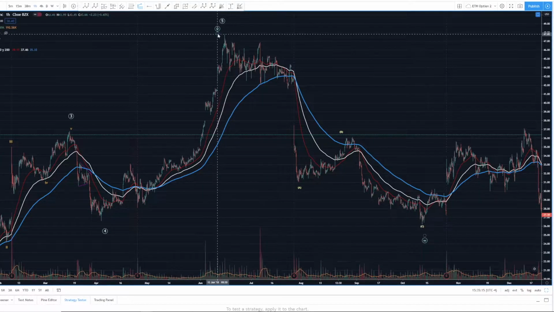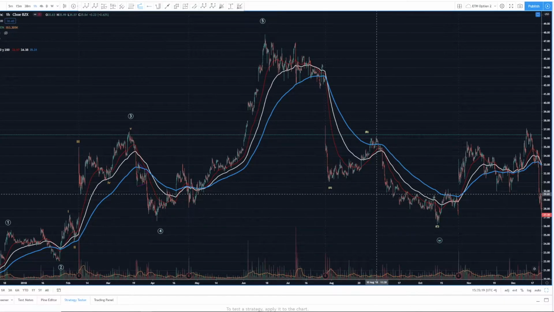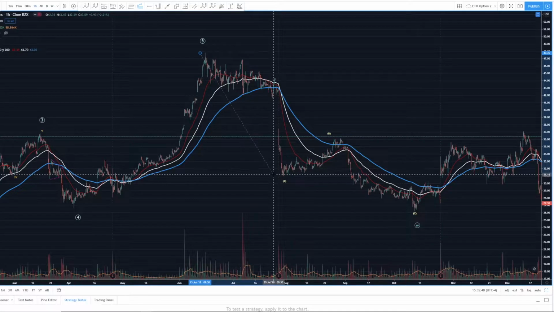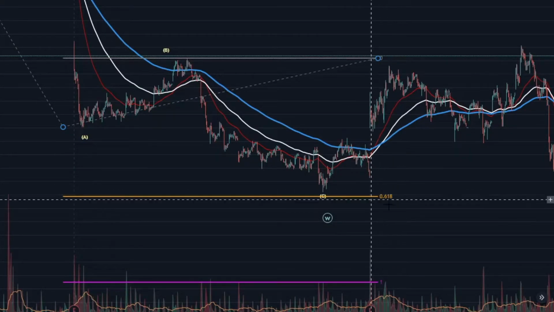The one difference here is that the A is already so deep that the C actually doesn't end up being the same length as the A. So when this happens, the other really common ratio between the A and the C is the 618. So if we just measure the length of the A, pull it to the B, you can see that the C is really close to coming to that 618.